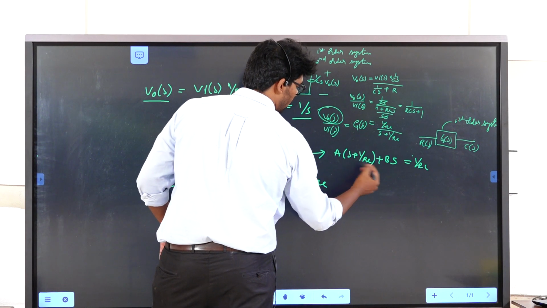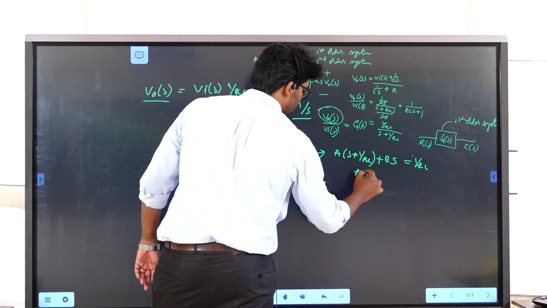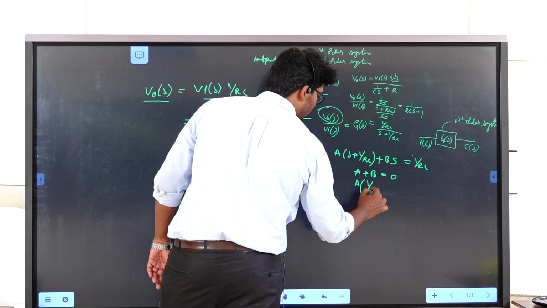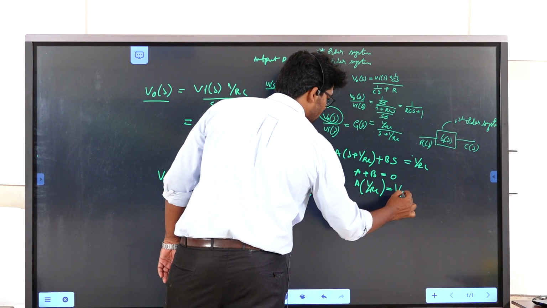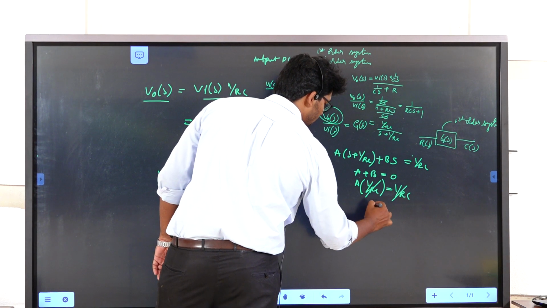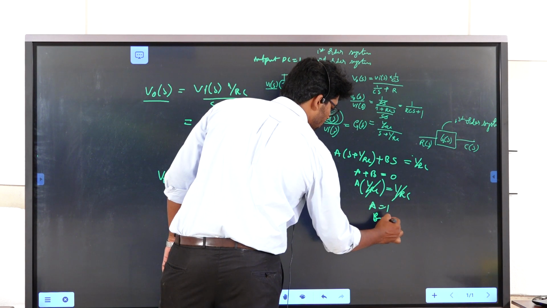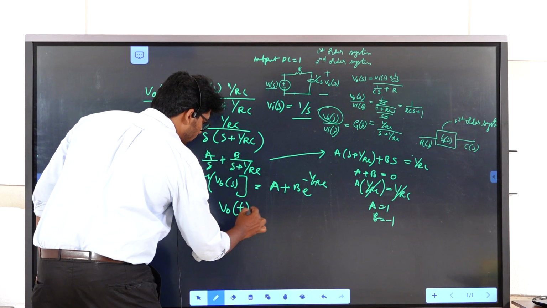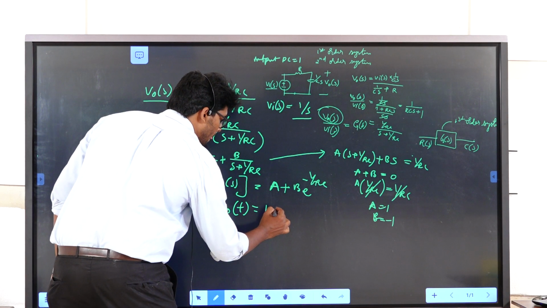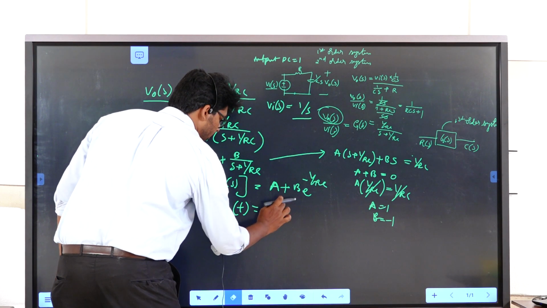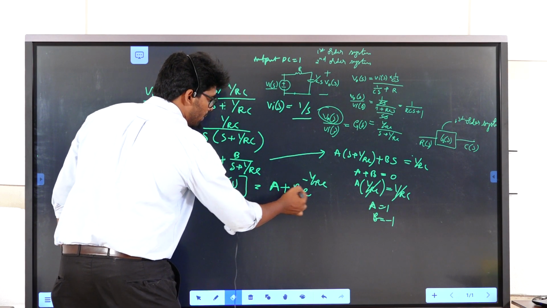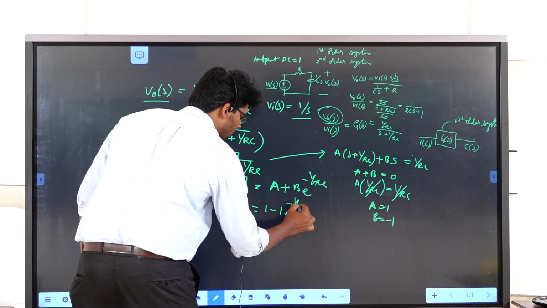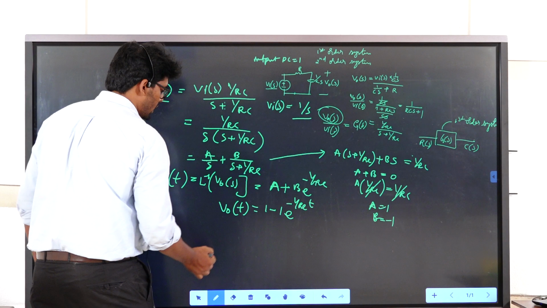Comparing the coefficients of s, A plus B equal to 0, and the constant term, A by RC equal to 1 by RC. So these two get cancelled, then A equal to 1 and B equal to minus 1. If you substitute here, we will have the output response of t equal to 1 minus 1 e power minus 1 by RC into t. Okay, this is my response.